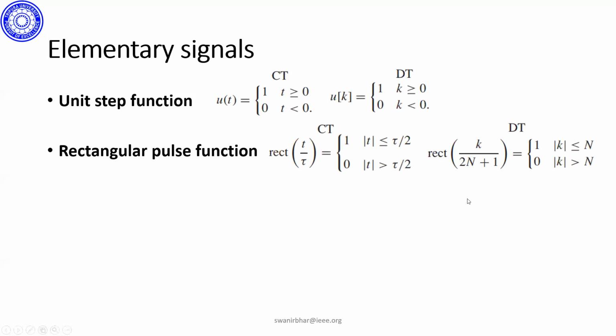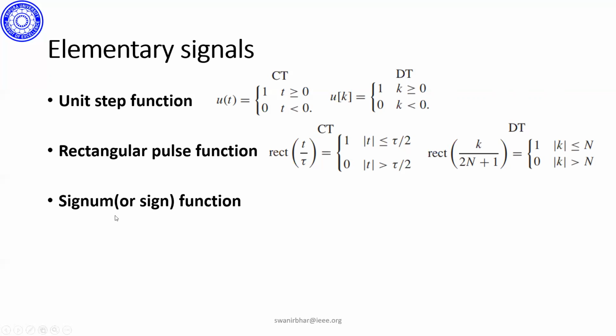So 1 and 0 is a rectangular pulse kind of thing. It starts at minus tau by 2 and it ends at plus tau by 2. So minus and plus tau by 2, the range of time will be there, or minus or plus n. I'll be coming to the figures and it will be more clear.